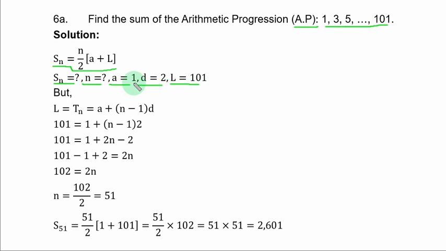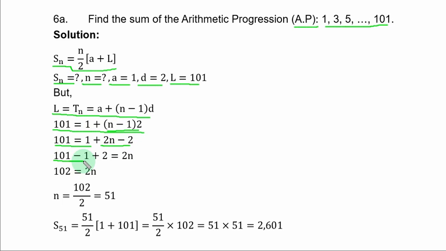We need to get n first, so we use the information about the last term, first term, and common difference to get n. You recall that the last term, the same thing as the nth term of an AP, is equal to the first term A plus (n minus 1) times d. The last term 101 equals the first term 1 plus (n minus 1) times the common difference 2. So you have 101 equal to 1 plus, if you open this bracket with 2, plus 2n minus 2.